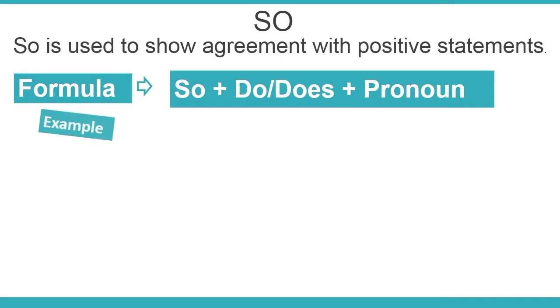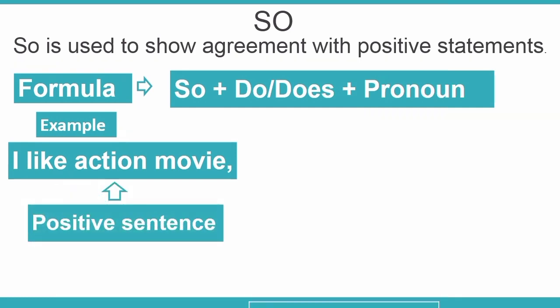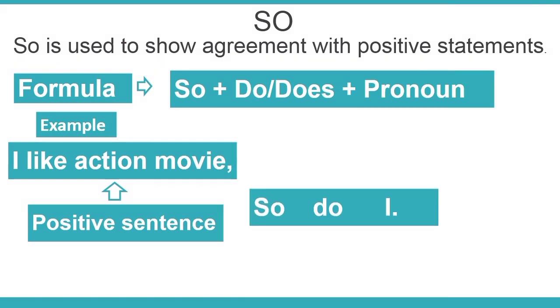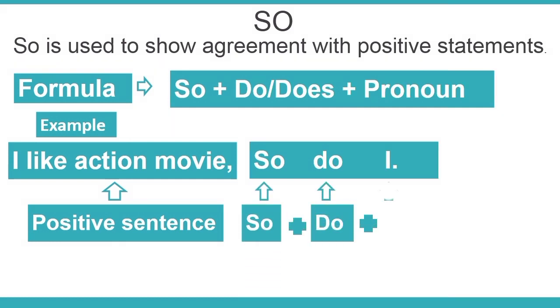Let's see the example. I like action movie. Saya menyukai film aksi. This is positive statement. Ini adalah kalimat yang positif. Kemudian bagaimana cara menggunakan so? Lihat pronounnya adalah I. So, do I. Ketika so, and then I itu pasangannya do, dan pronounnya I. So, do I.